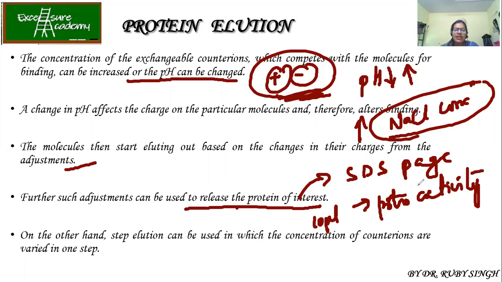On the other hand, step elution can be used, in which the concentration of counter ions is varied in one step. Whereas in the gradient method, you keep on changing it gradually.